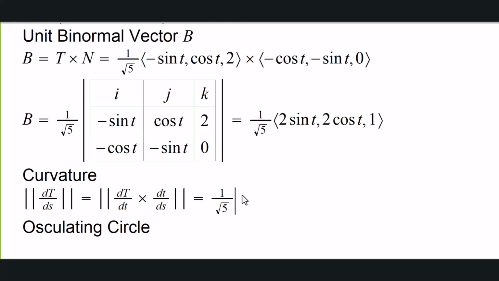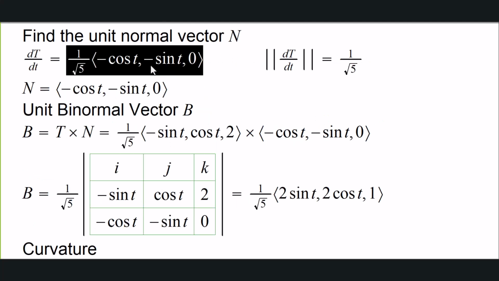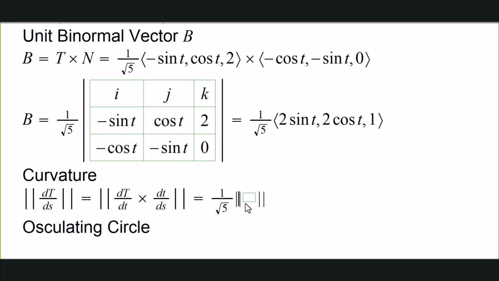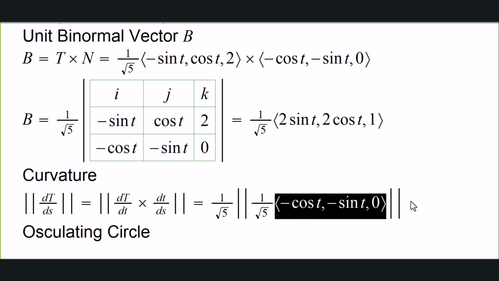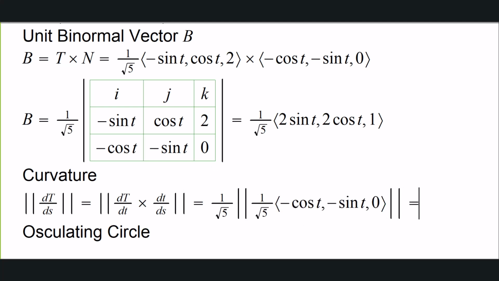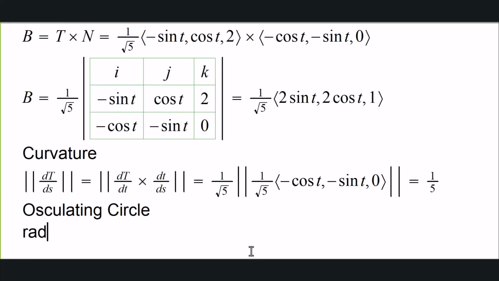That's a scalar quantity. And this vector is what you just found, and the magnitude of this is 1, so the whole thing will be fixed, and of course for a helix it will be this 1 over 5. So the curvature is 1 over 5 at any point, and for the osculating circle the radius is the reciprocal of the curvature, that is 5.